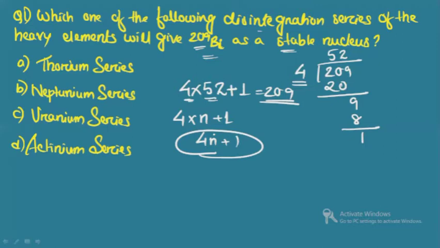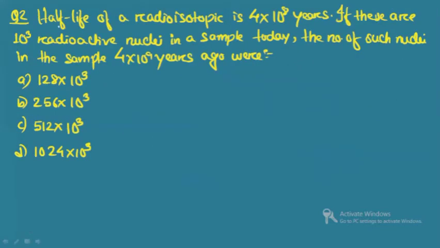Now 4n plus 1, this mass number comes under which series? It is coming under the neptunium series. For neptunium only, the mass number was 4n plus 1. So it will be option B. This is how you can calculate. All right, so now let's see the next question.